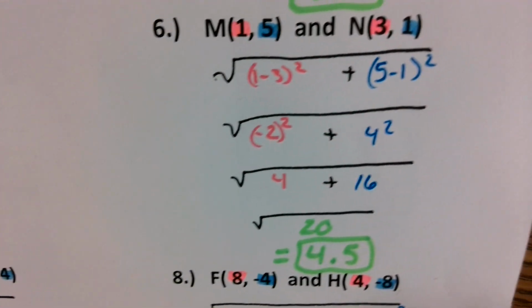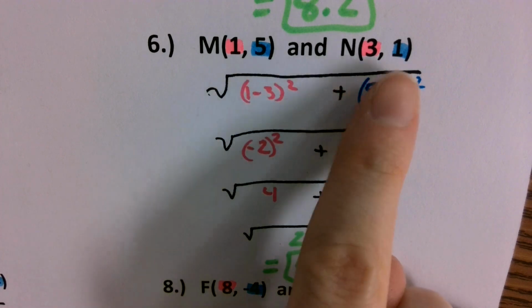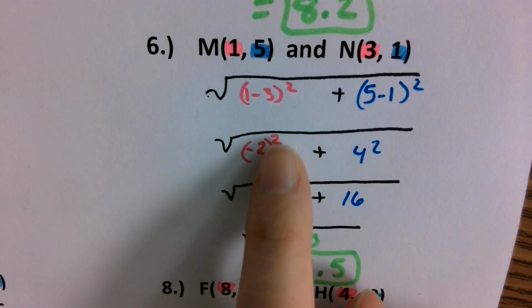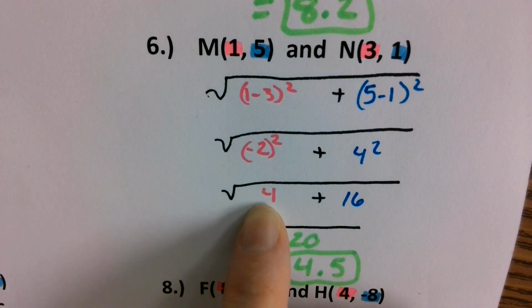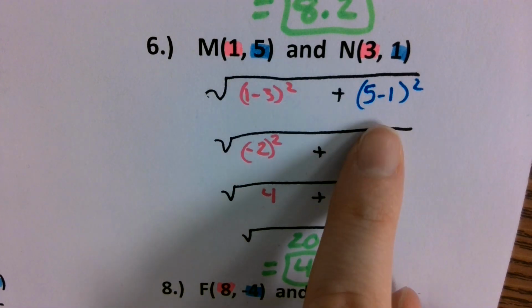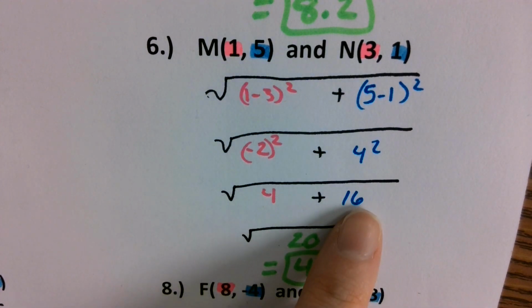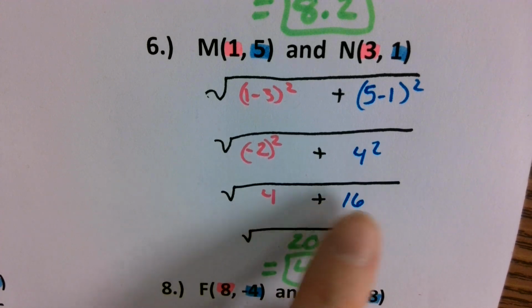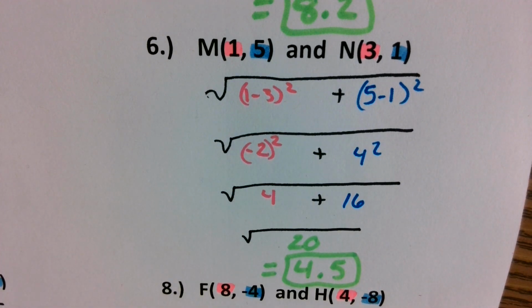For problem number 6, you're going to subtract the x's. 1 minus the 3 comes out to a negative 2. Square that, you get positive 4. Subtract your y's, you're going to have 5 minus 1, which is going to come out to 4. 4 squared is 16. Add the 4 and the 16 together, you get 20. Square root it, 4.5.